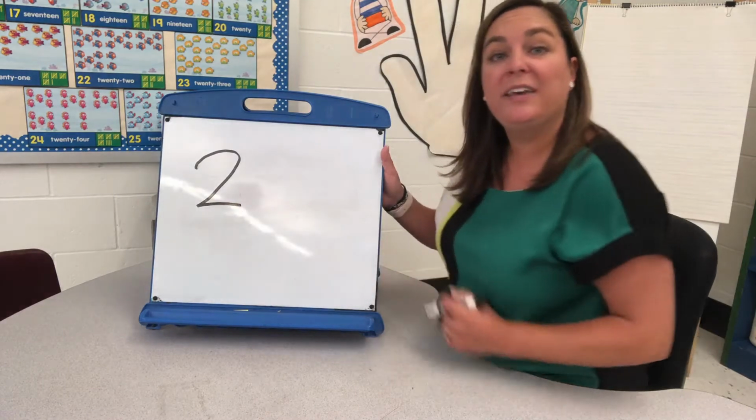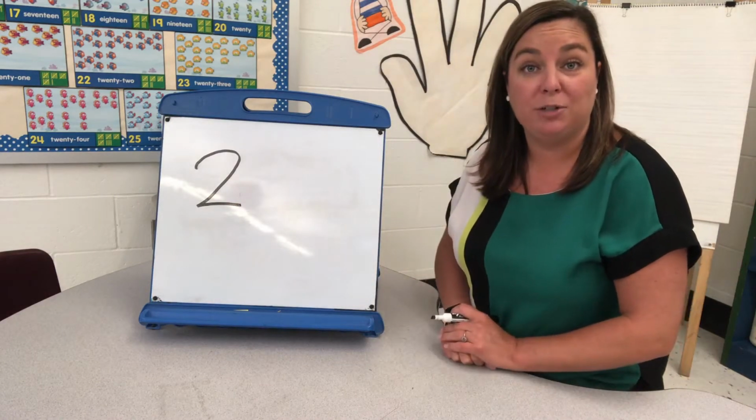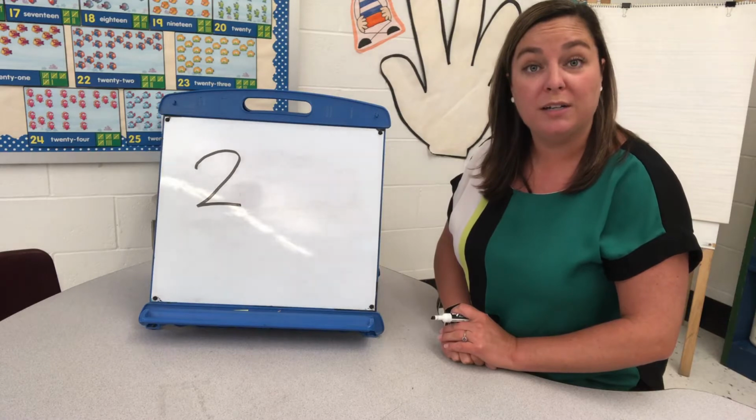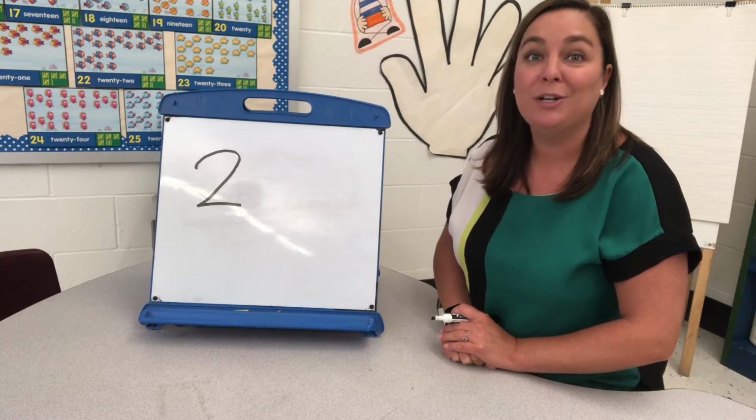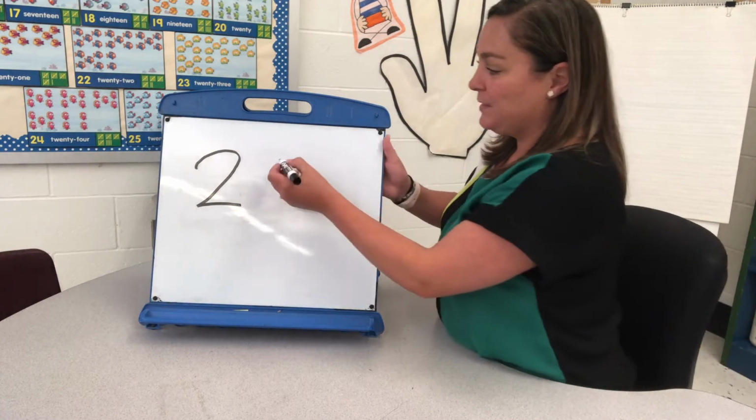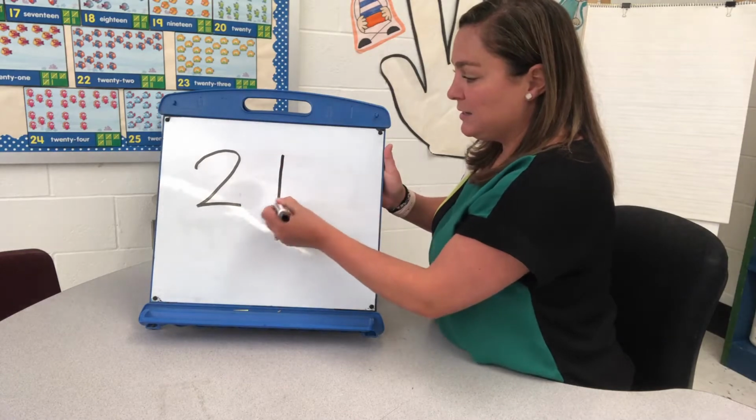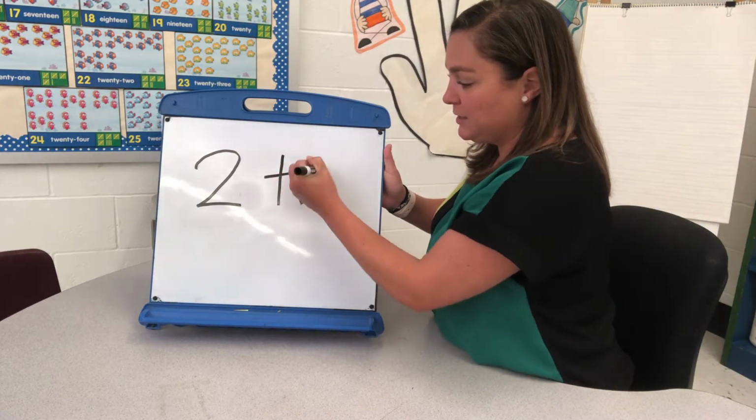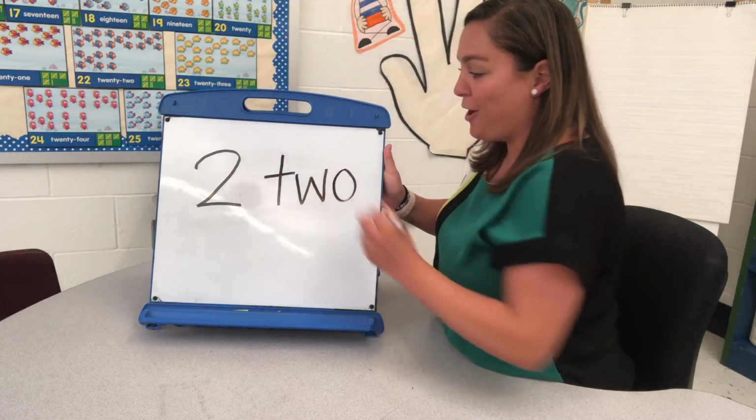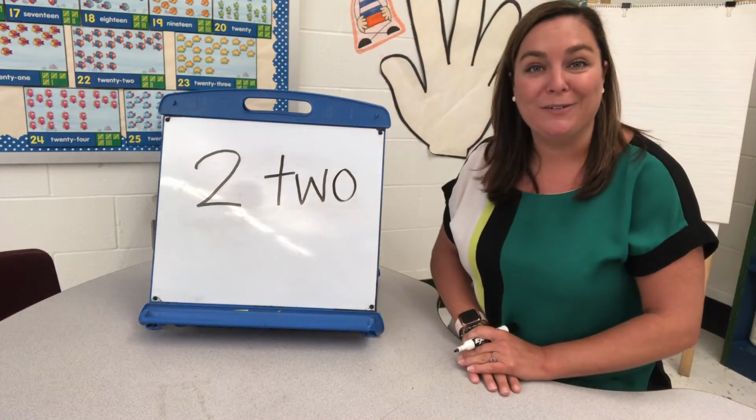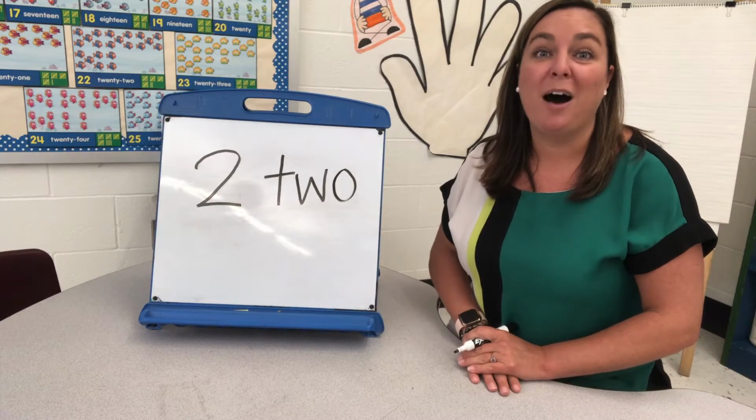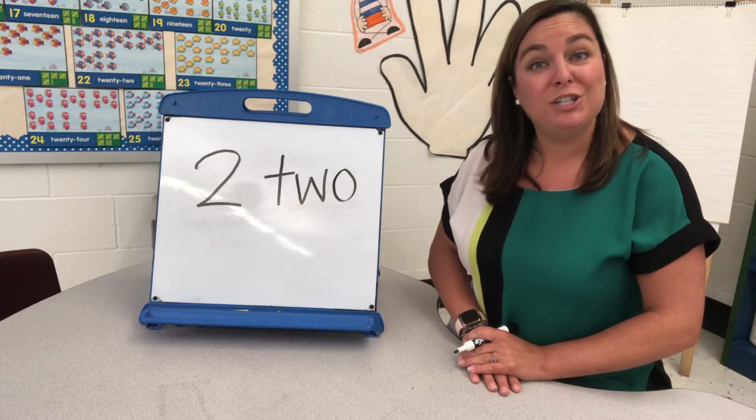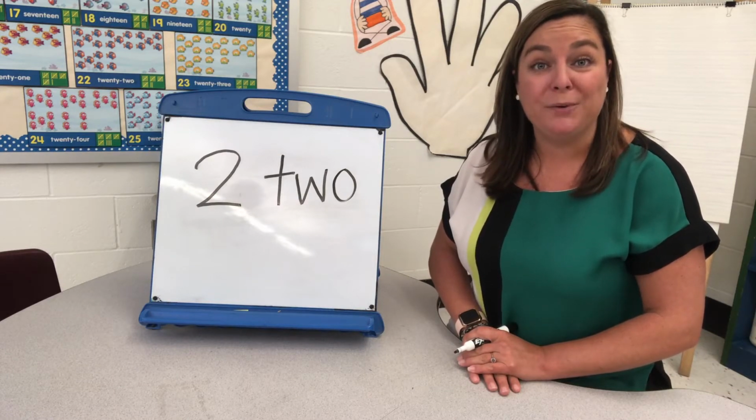right. The other way that we can show the number 2 is by the number word. Let's see how we spell 2. T-W-O spells 2. Let's look at some other awesome tools to show the amount of 2.